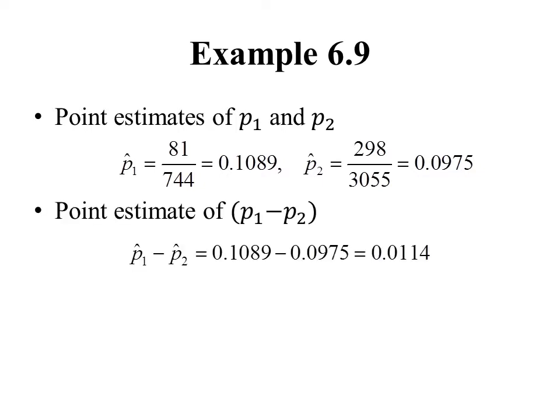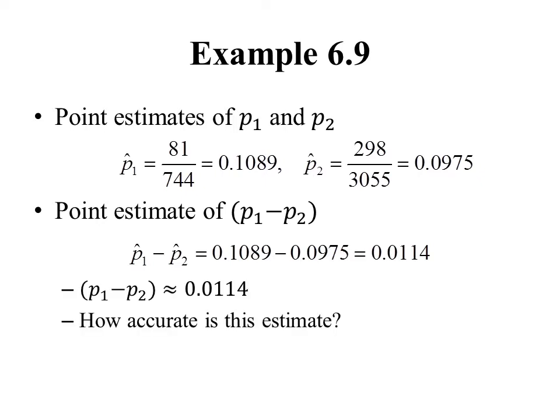So then based off of this, we can calculate a point estimate of P1 minus P2 by subtracting P hat 1 minus P hat 2, and that gives us 0.0114. So that is, again, a point estimate of P1 minus P2. That tells us that P1 minus P2 is about 0.0114. And again, whenever we estimate something, we want a measure of its accuracy.